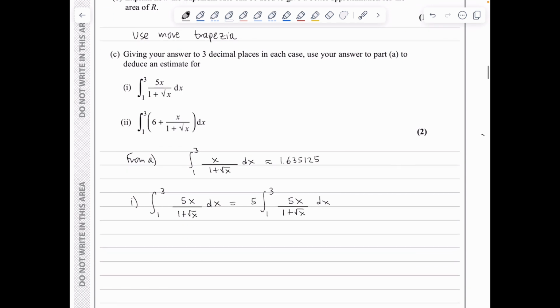So this is simply 5 times our answer to part A, so 5 times 1.635125, which gives an answer of 8.17565. Well, we need to round this to 3 decimal places, so this is approximately 8.176. Please note that if you are using the rounded answer from part A, the 1.635, you would have obtained 5 times 1.635, which is 8.175, which is also acceptable.